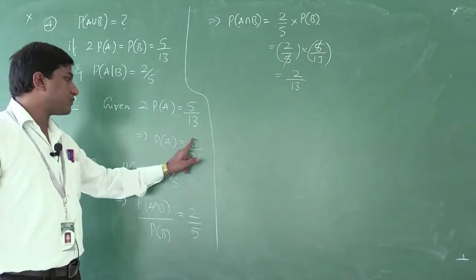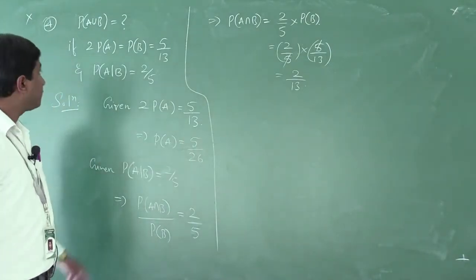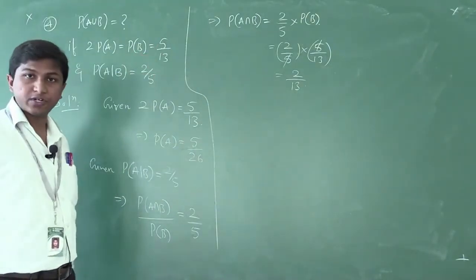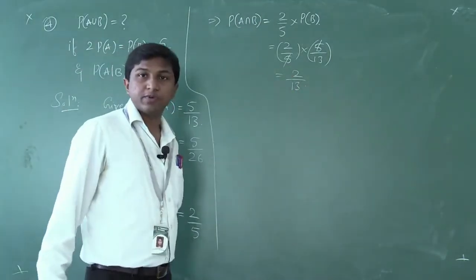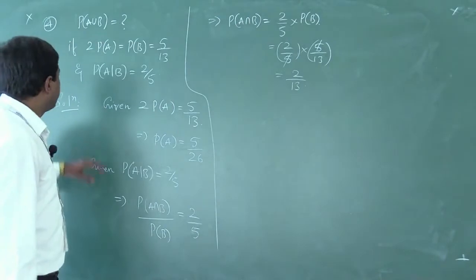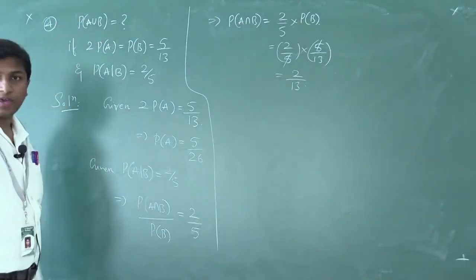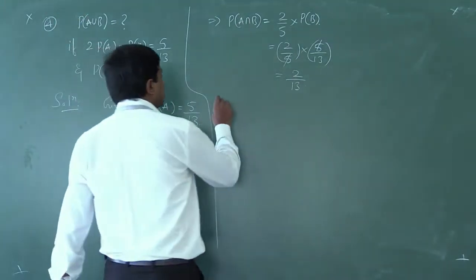P of A value is 5 by 26. P of B value is 5 by 13. And P of A intersection B value, we got to be 2 by 13. We have to find out P of A union B. So what is the result?